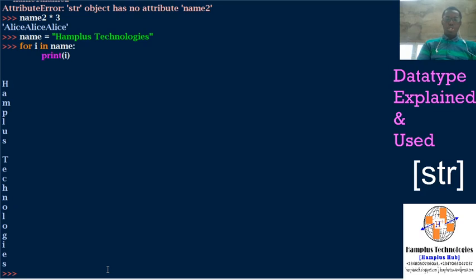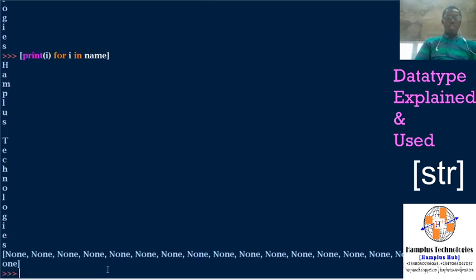It can also be done with list comprehension. You can see this is name. Then we have for i in name, print i for i in name. You have it this way. But in this comprehension, at the end, it gives you None, according to the length of the list.